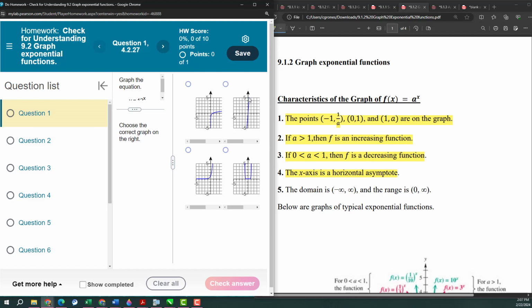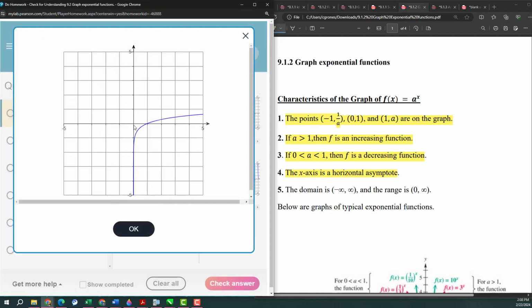Also, we know it's not a straight line. It's not going to be X, and it's not going to be a parabola. So it's going to be something like these two right here. We have the point (0, 1). Let's look at this one. We have the point (0, 1), okay. That's not on this one.